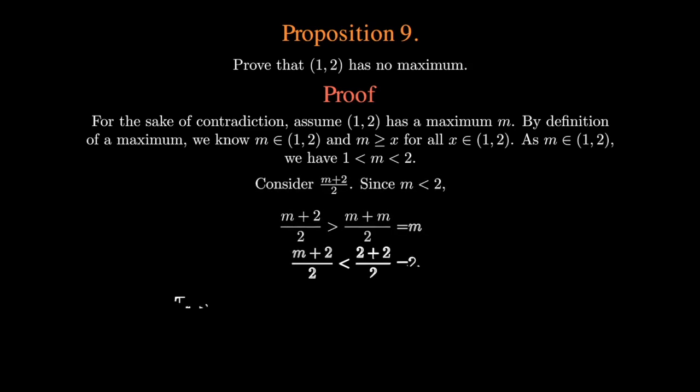Now, we consider (M + 2)/2, with M strictly less than 2. From this, we can get these inequalities, since the only difference for the top inequality is the 2 was replaced with an M, which we know is less than 2. The second inequality holds by the same logic.